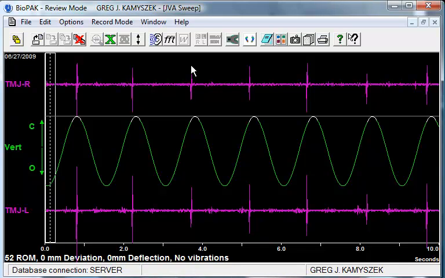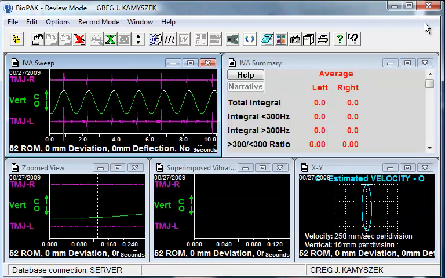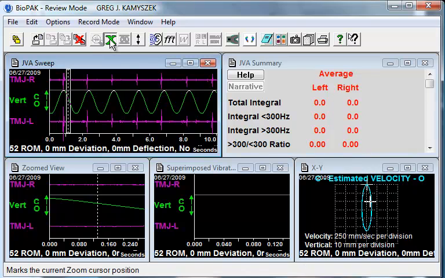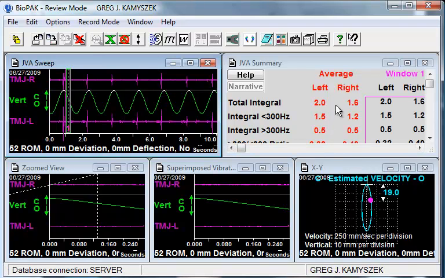We don't have vibrations on opening or closing. We have a normal range of motion. We have no deviations or deflections. If we decide that we want to mark an area, we can do that by simply moving our vertical cursor anywhere in the trace, marking it with the green X, and we get our numeric measurements.